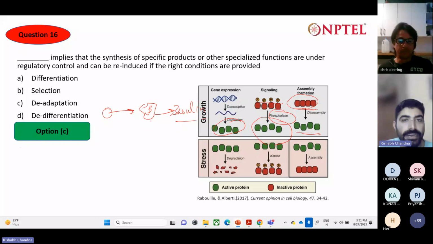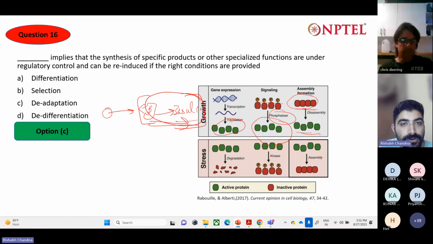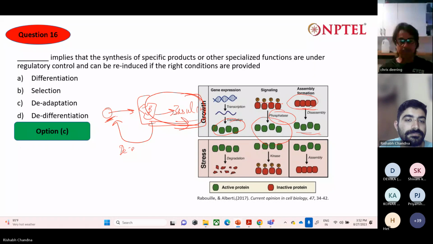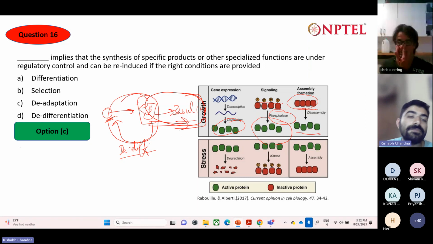It is not happening with each cell of the body. These are specialized cells that are involved in the secretion of insulin. If we want to get these cells back to the original state, or the precursor cells of these beta cells, then this is called de-differentiation. This scenario occurs only when we provide some growth factors. This doesn't apply in a normal scenario.